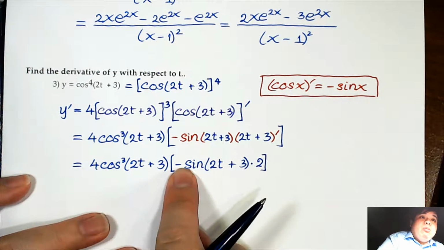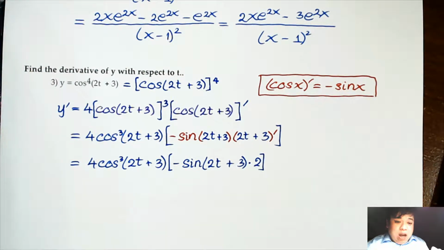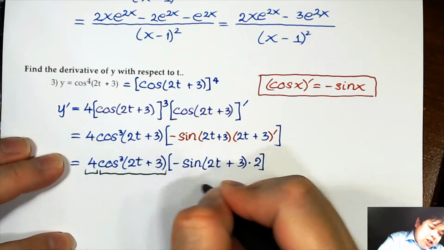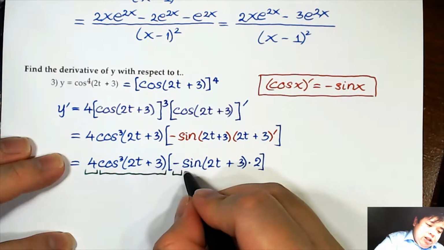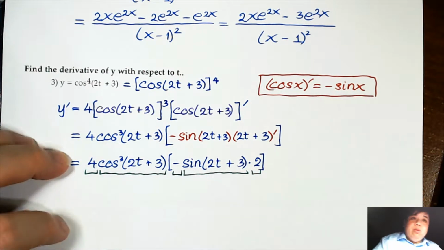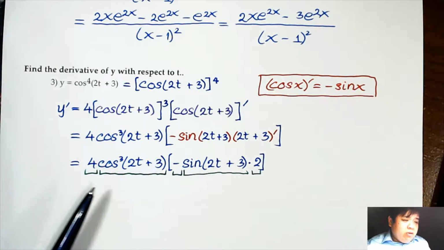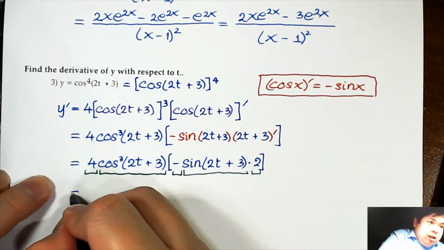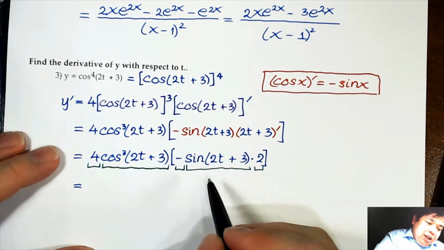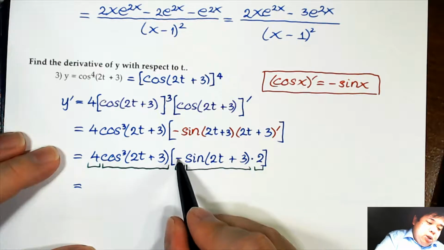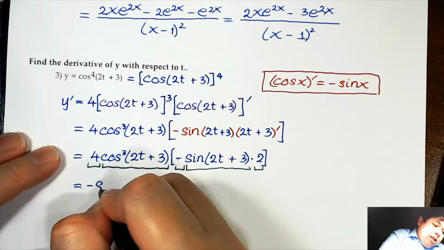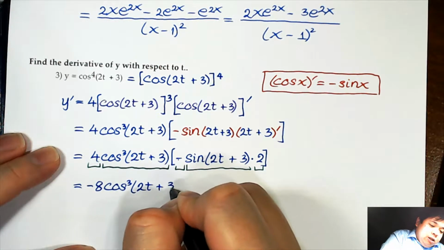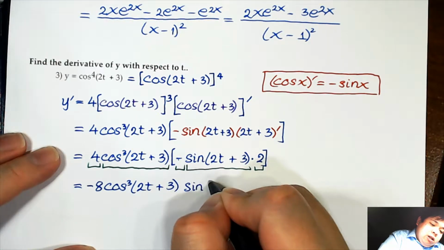The 2 here we can multiply inside. Notice now we have a bunch of different terms. This is 1, 2, 3, 4, and the 2. Notice each one of them are individual terms, individual factors of a product. And so we can multiply the negative 2 and 4, give us negative 8 cosine cubed of 2t plus 3, and then sine of 2t plus 3.